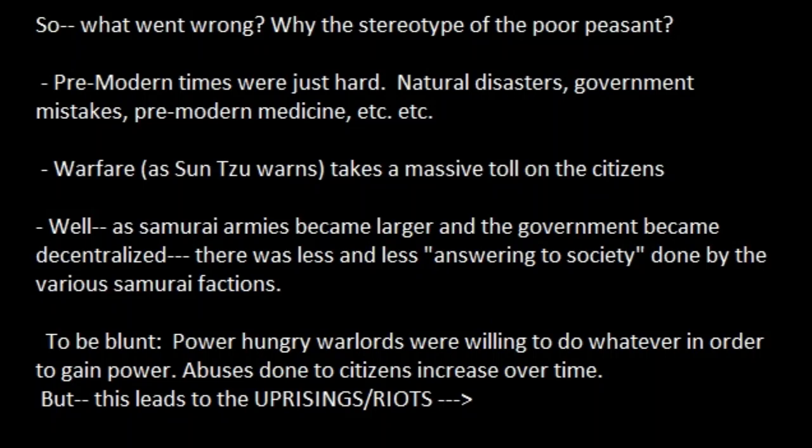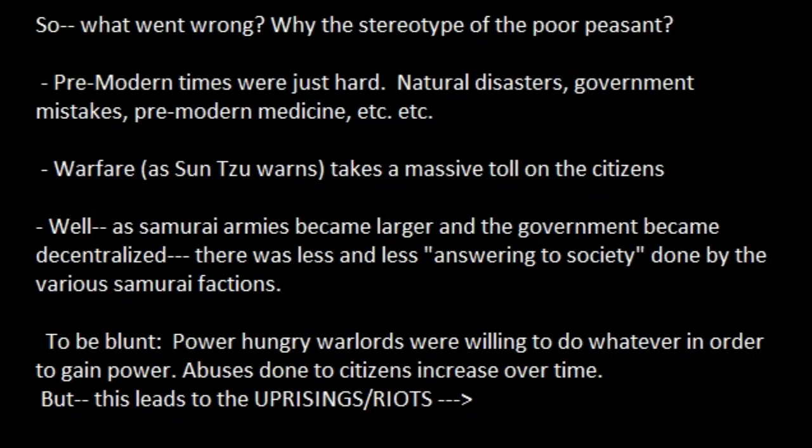Every time there's a war, it's going to cause strife and just problems among the citizens. All right, and then kind of as an extension of the warfare, as samurai armies became larger and the government became decentralized, there's less and less sort of answering to society done by the various samurai factions. In the Southern Court teachings, they say this is when the samurai truly lost their way and became the problem, right? Power-hungry warlords were willing to do whatever in order to gain power.